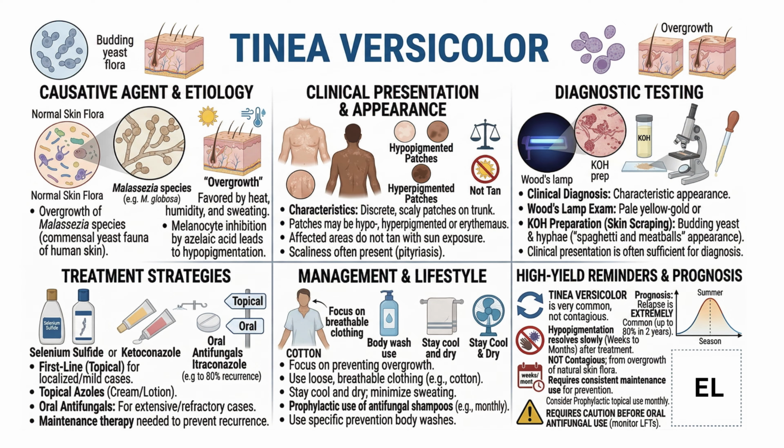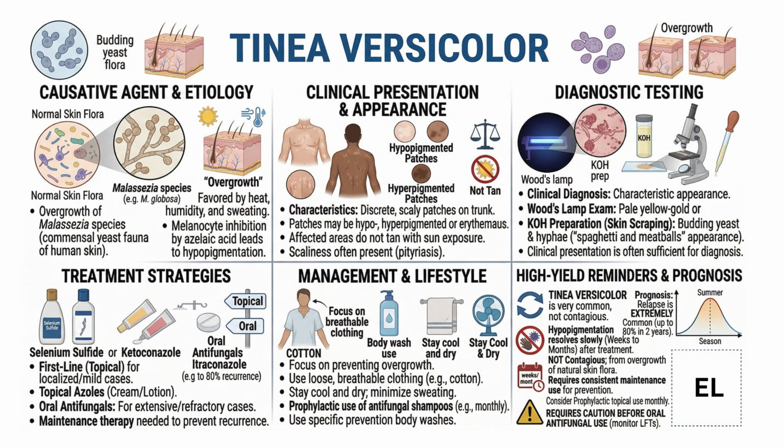Next, let us look at the diagnostic testing. In many cases, clinical diagnosis alone is sufficient because the appearance of the lesions is quite characteristic. However, there are a few diagnostic tools that can help confirm the diagnosis. One such tool is the Wood's lamp examination. Under ultraviolet light, the lesions may show a pale yellow-gold fluorescence. This can help differentiate it from other pigmentary disorders.